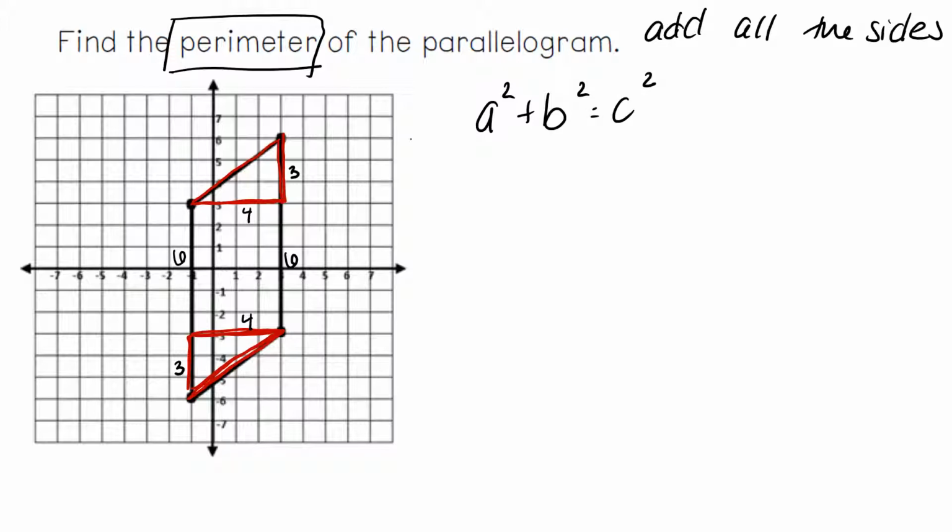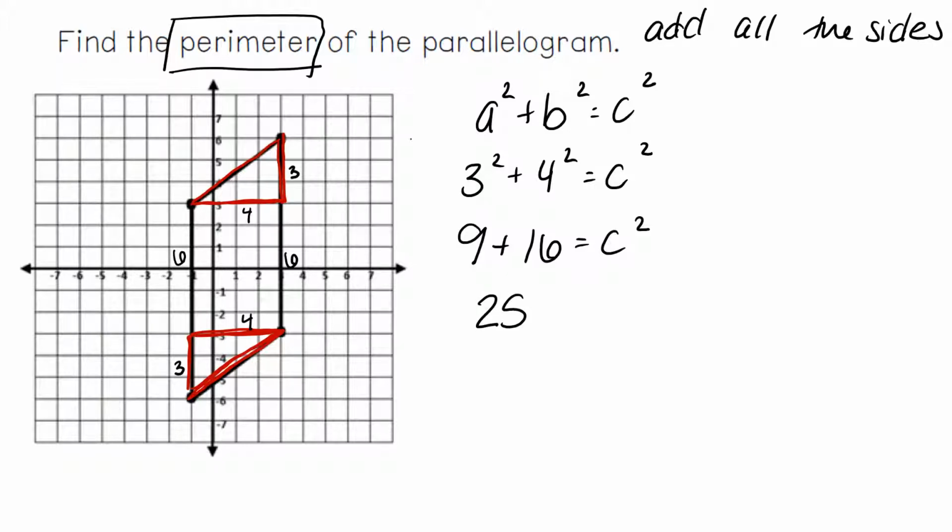We plug the triangle legs 3 and 4 into the Pythagorean theorem. 3 squared is 9, 4 squared is 16. 9 plus 16 is going to give us 25. Last step of the Pythagorean theorem is to take the square root. Square root of 25 is 5. That is the length of both diagonals. Both diagonals have legs 3 and 4, so they will have the same hypotenuse, 5.